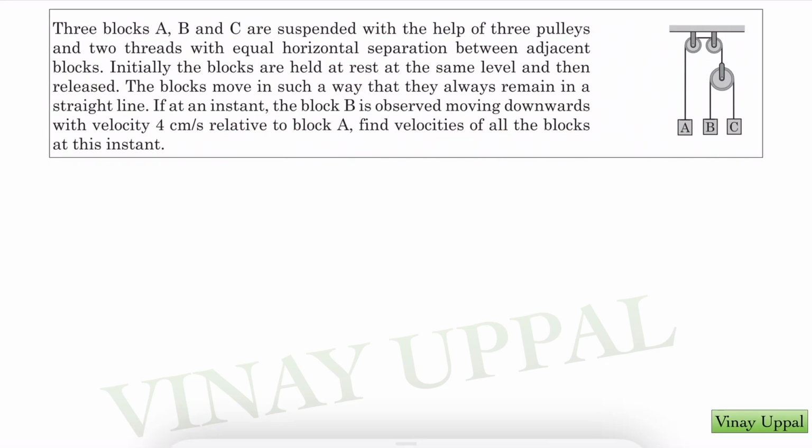So let's say A is traveling upwards with velocity V, and it may be traveling downward also. If V comes out to be negative, then it will be traveling downward. We can just assume it in any direction. Because B is moving downward with 4 cm per second relative to block A, the ground frame velocity of B would be 4 minus V. This is just a relative equation. And let's say the velocity of C is Vc.